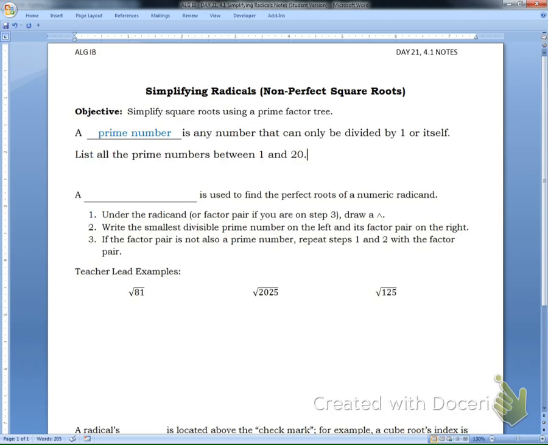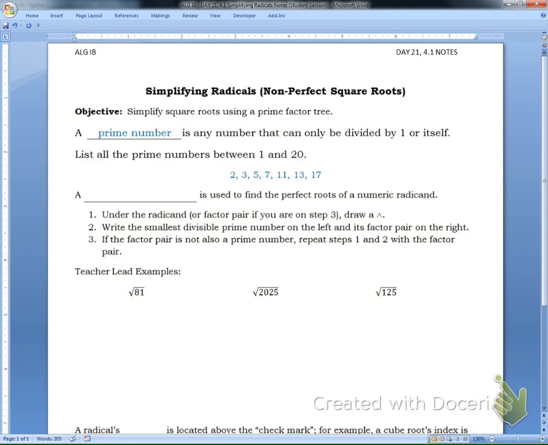So let's look at some examples of some prime numbers. Let's list all the prime numbers that we know between 1 and 20. Now 1 is prime because the only number you can divide 1 by is 1, or itself, which is 1. But let's find the ones that are in between. So these are 2, 3, 5, 7, 11, 13, and 17.